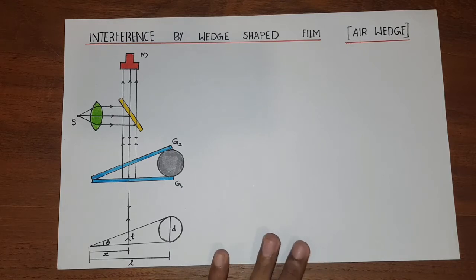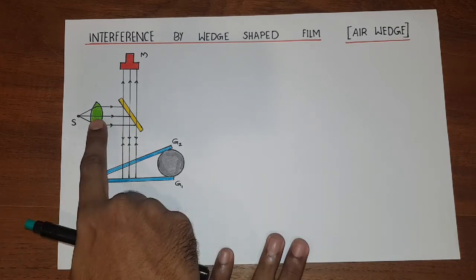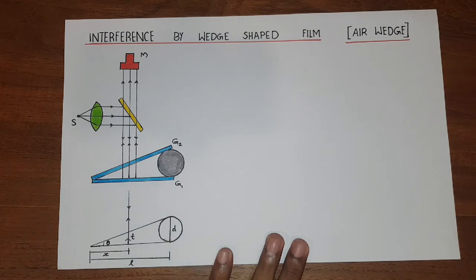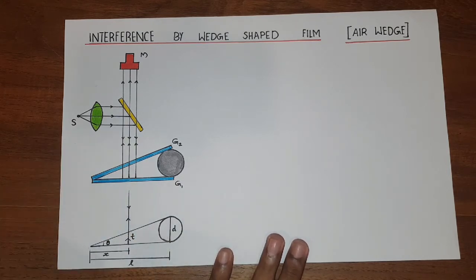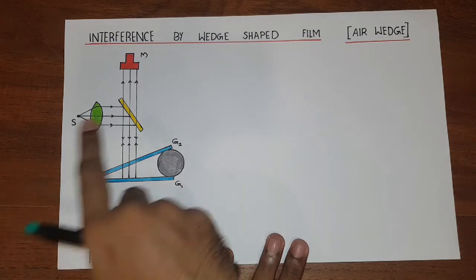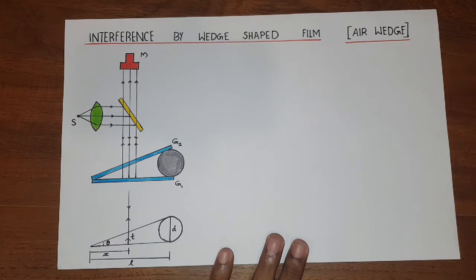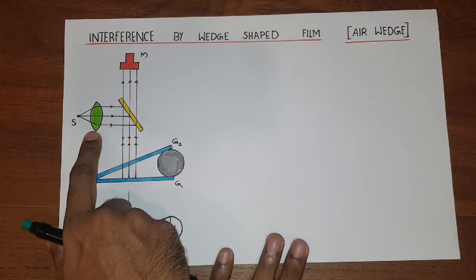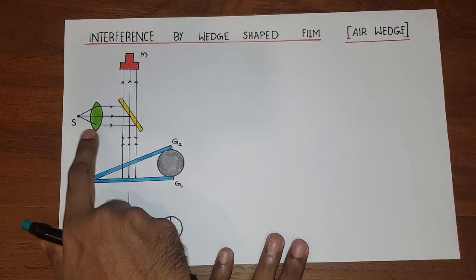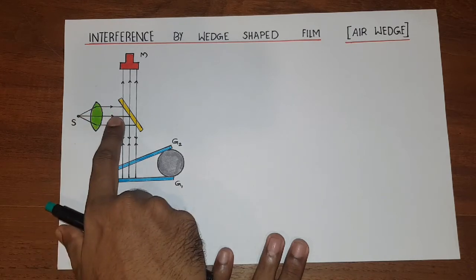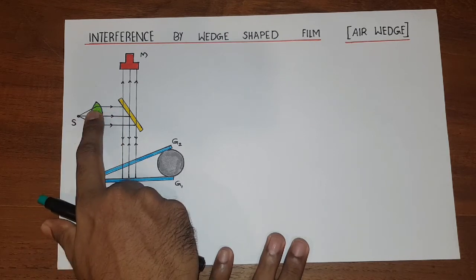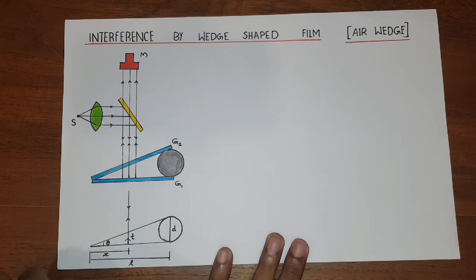So let's go to the apparatus. Here we are deriving parallel rays of a monochromatic source, and monochromatic is nothing but a single frequency or single wavelength, a single colored source. And how can we derive parallel rays? That is very simple: just by placing a convex lens and placing the source at its focus, the rays coming out of the lens will be parallel rays, because the rays passing through the focus after refraction will go parallel to the principal axis.